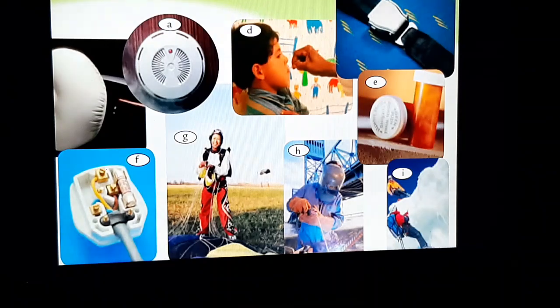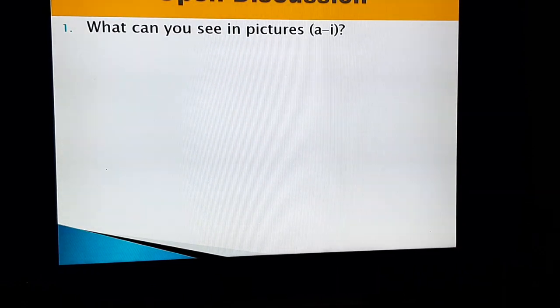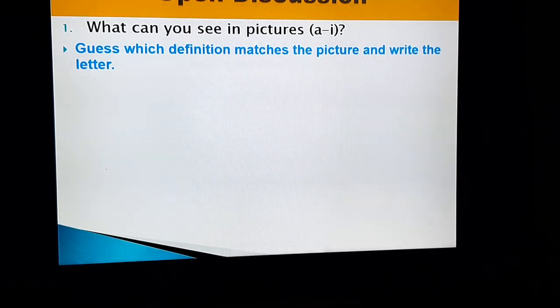What can you see in these pictures, my dear students? A, B, C, D, E, F, G, H, I. What can you see in pictures from A to I? Guess which definition matches the picture and write the letter.